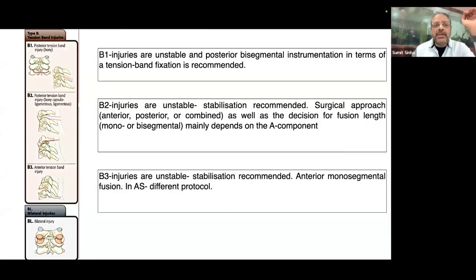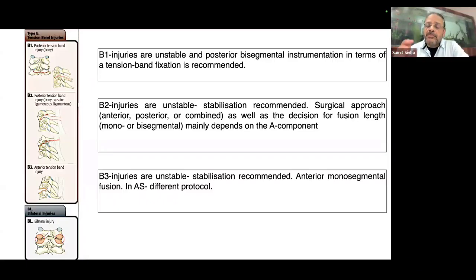Now coming over to the B injuries, type B AO Spine injuries. All the B and the C injuries are unstable injuries. No need to talk about that, because we already discussed it. Type B1 injuries require a posterior bisegmental instrumentation, because in B1 injuries the posterior tension band is gone, and similarly in the B2 injuries also. Therefore their management depends upon the extent and severity of the A component.